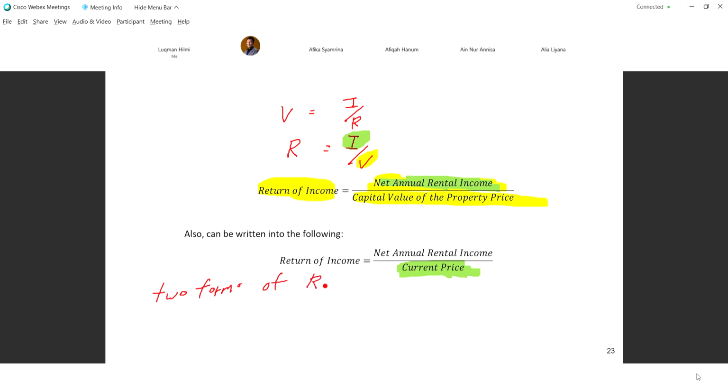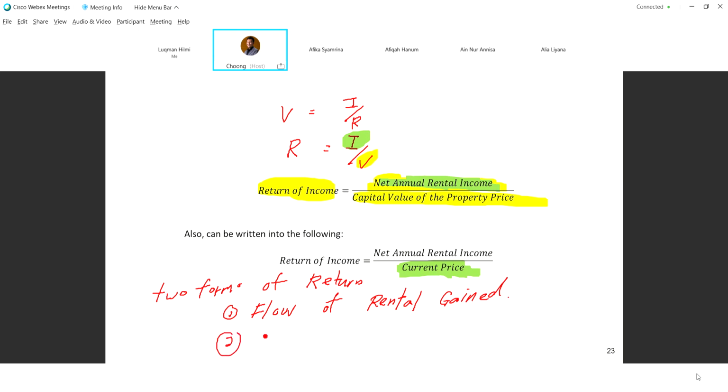The first one is that is the flow of rental. Flow of rental gains. So every year you receive annual rentals and then you minus your outgoing and so on. Sebenarnya kalau types of return that you receive kalau you invest dalam property adalah capital growth.